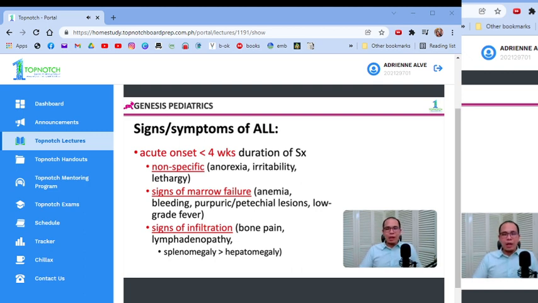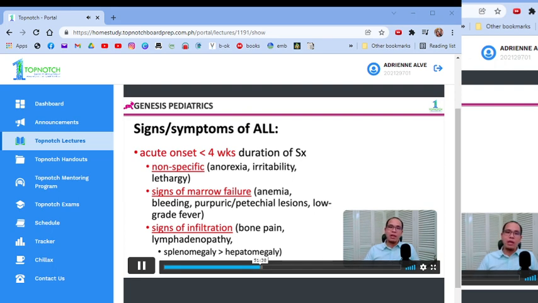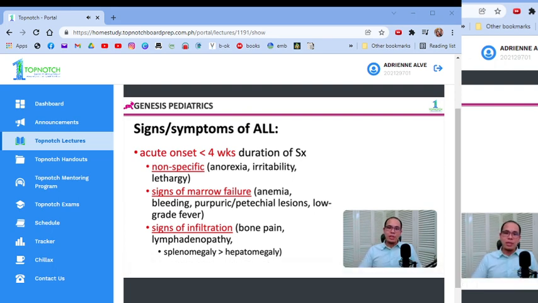Okay, of course, your definitive diagnosis would be to check your bone marrow. Okay, so your BMA, bone marrow aspiration. In which in ALL, what will you see? In ALL, you will see your blasts or immature cells, and in aplastic anemia, what will you see? It's hypocellularity and fibrofatty changes. Okay, so nagiging fibrofatty infiltration bone marrow niya.